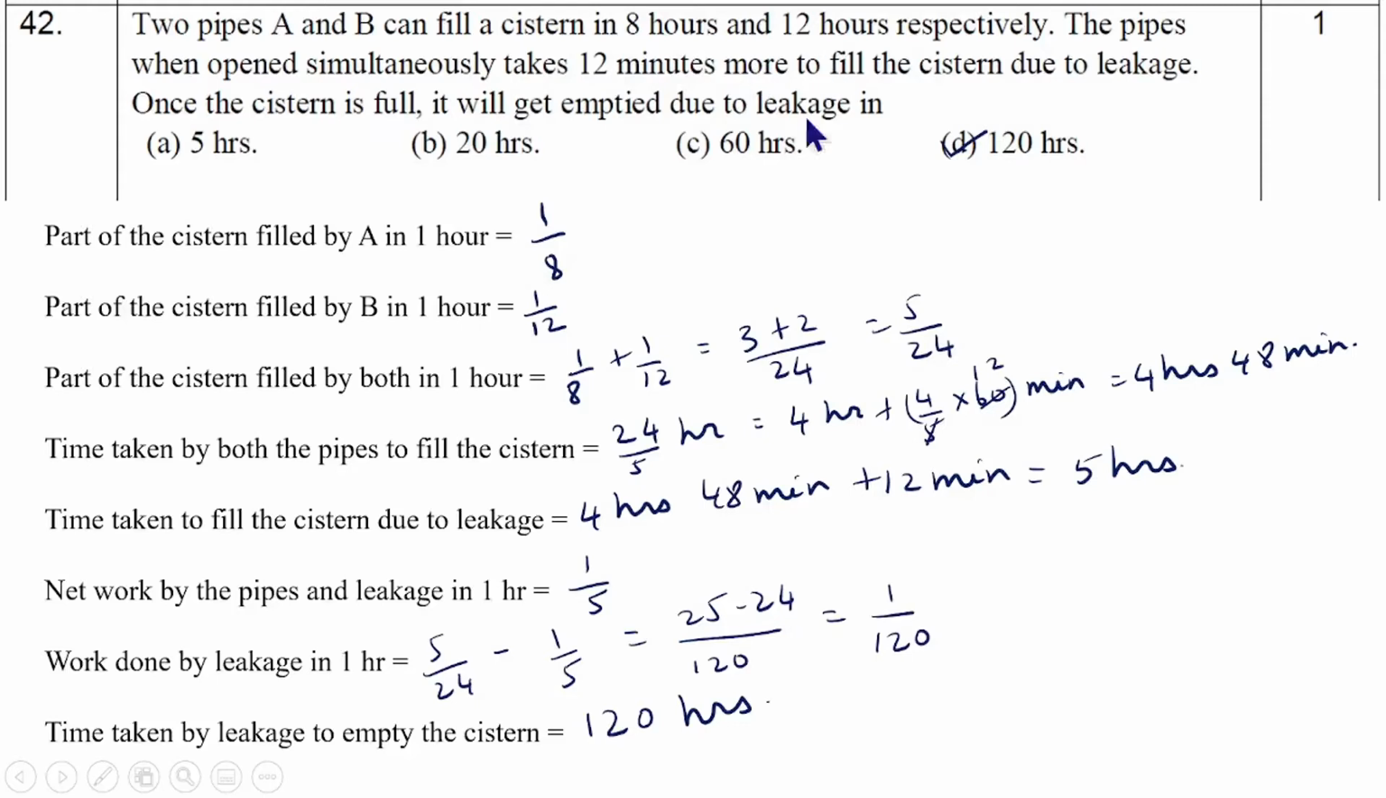So based on the information which is given, we have found time taken by both the pipes to fill the cistern, and we got it is equal to 4 hours 48 minutes. It is given because of the leakage, it takes additional 12 minutes to fill the cistern. So time taken to fill the cistern due to leakage will be the sum of this and 12 minutes, which is equal to 5 hours. So the net work done by pipes and leakage in 1 hour will be 1 by 5. From this we can find the work done by leakage in 1 hour. So work done by leakage in 1 hour will be 5 by 24 minus 1 by 5. So the time taken by the leakage to empty the cistern is equal to 120 hours.